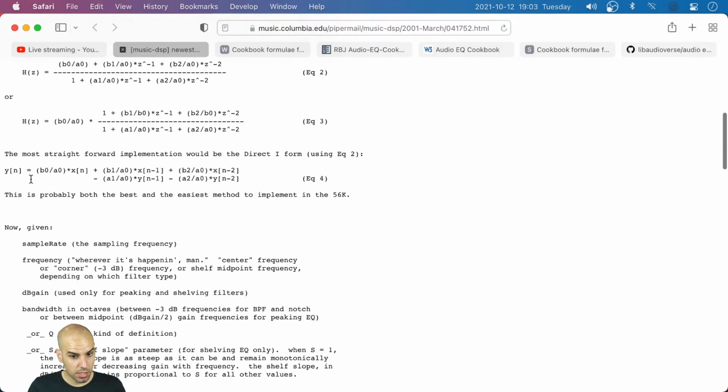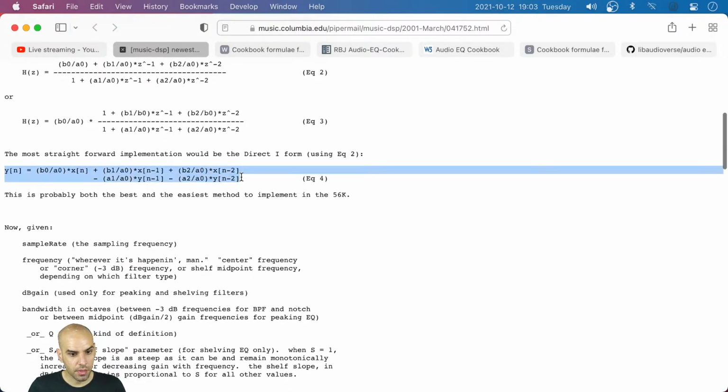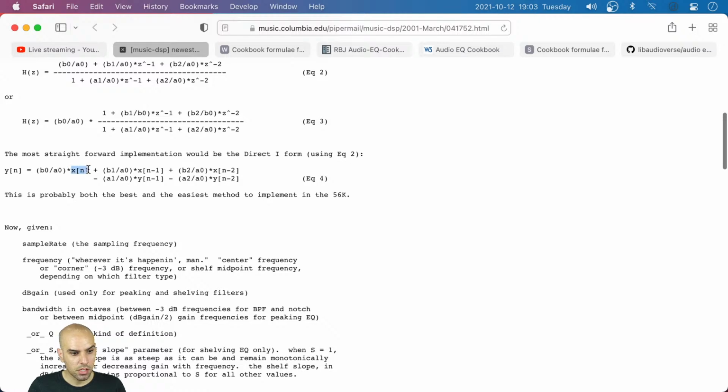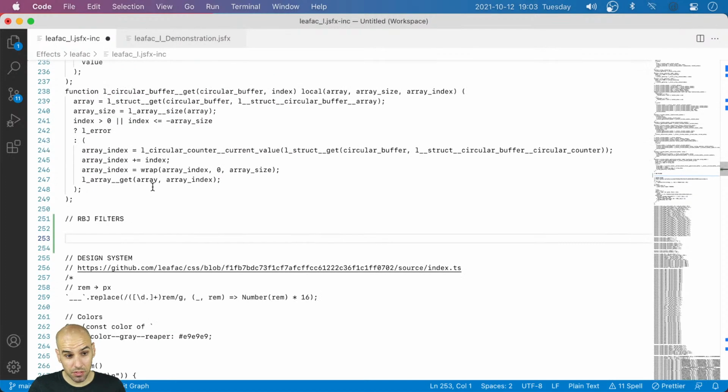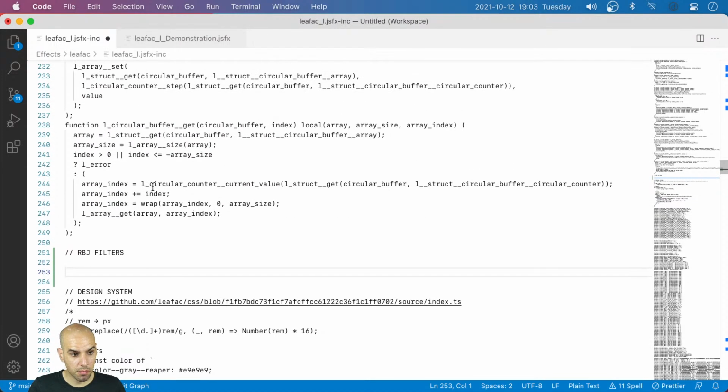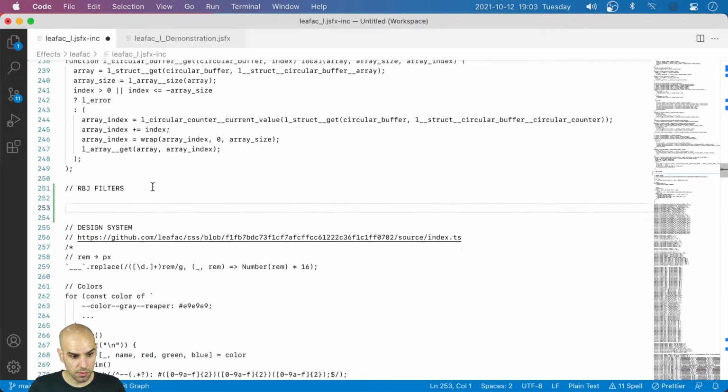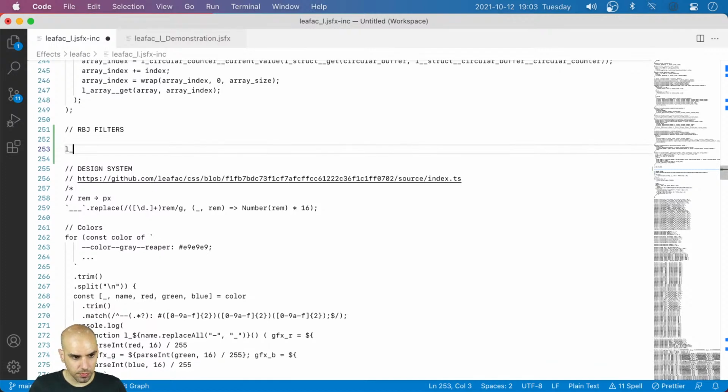So if we want to implement this formula, we need to keep around the old samples and our old results. So I'm going to have to define a data structure for this. And I'm going to start with a struct, RBJ filter, and this is going to be private. This struct is going to be private. I will have functions that you can call to create this data structure.